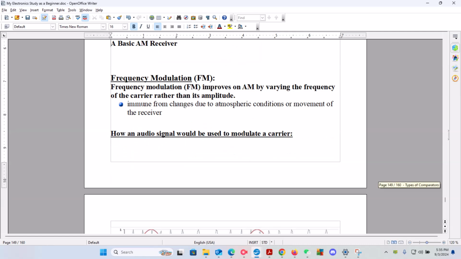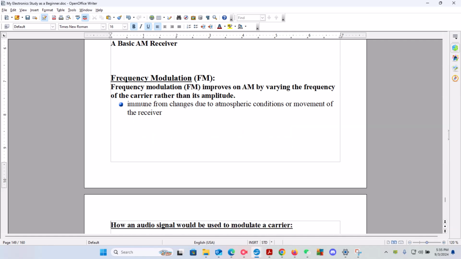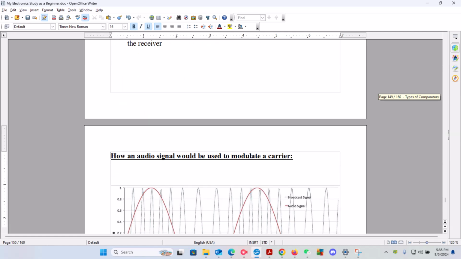Now, let's talk about FM and how this works. FM stands for frequency modulation. Now, frequency modulation, otherwise denoted as FM as the acronym, improves on AM by varying the frequency of the carrier rather than its amplitude. What this does is it's immune from changes due to atmospheric conditions or movement of the receiver.